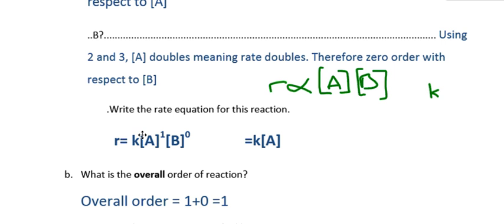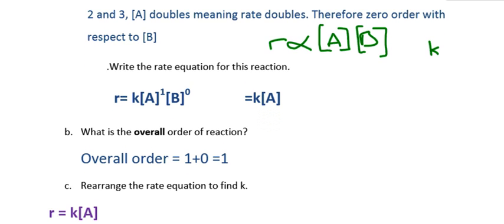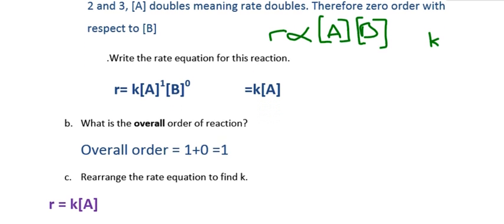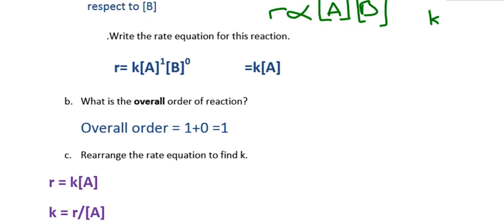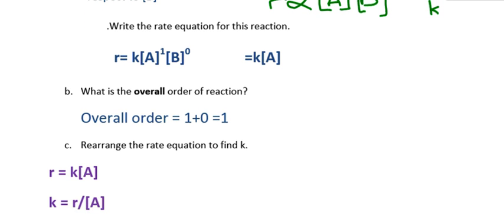To do that, I'm going to take my concentrations, in this case just A, and put it underneath the rate. So if you like, I'm going to divide both sides by [A]. So there's my rate equation, R equals k[A], and then I rearrange it by dividing both sides by [A], so I get that k is equal to R over [A].